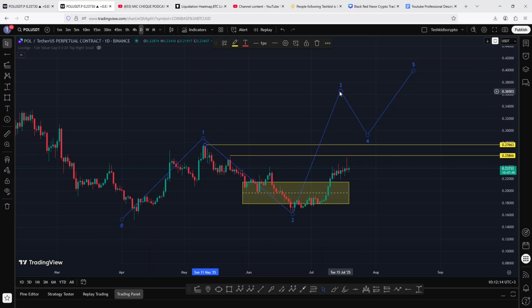So that is all that I'm expecting here on the Polygon Matic chart for the next coming hours and days, and let us be patient and see how that plays out, and I will ensure you stay up to date.